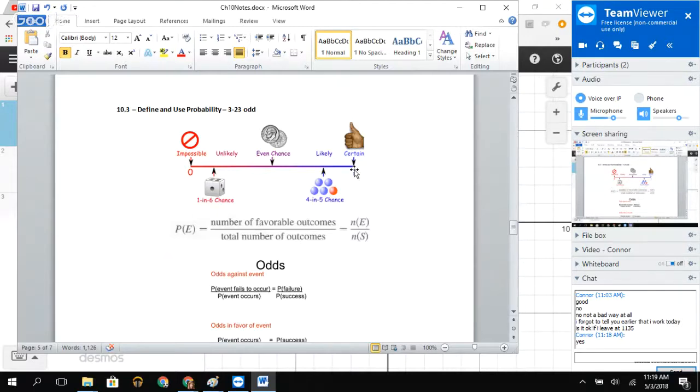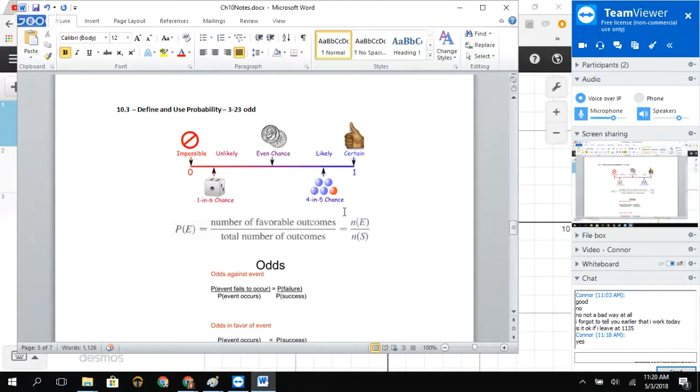Like if you're talking about rolling a die or dice, however you want to say it, right? What is the probability that you'll roll a 1 on a 6-sided die? Well, there's one number 1 out of 6 sides. So the probability is 1/6. And you can see it right here. There's a 1 in 6 chance, which is about 0.166. So you're kind of on the unlikely scale, right?